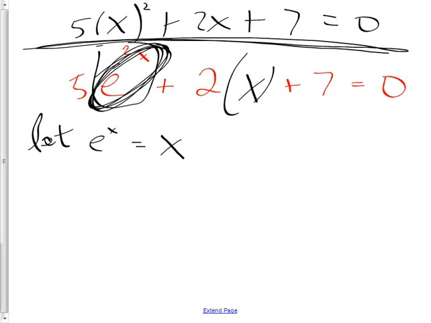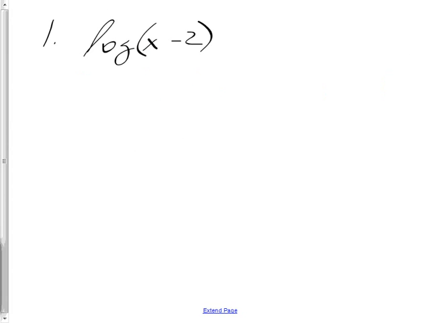Let's do one now off your worksheet. So here comes your worksheet, pausing for log x plus 5.